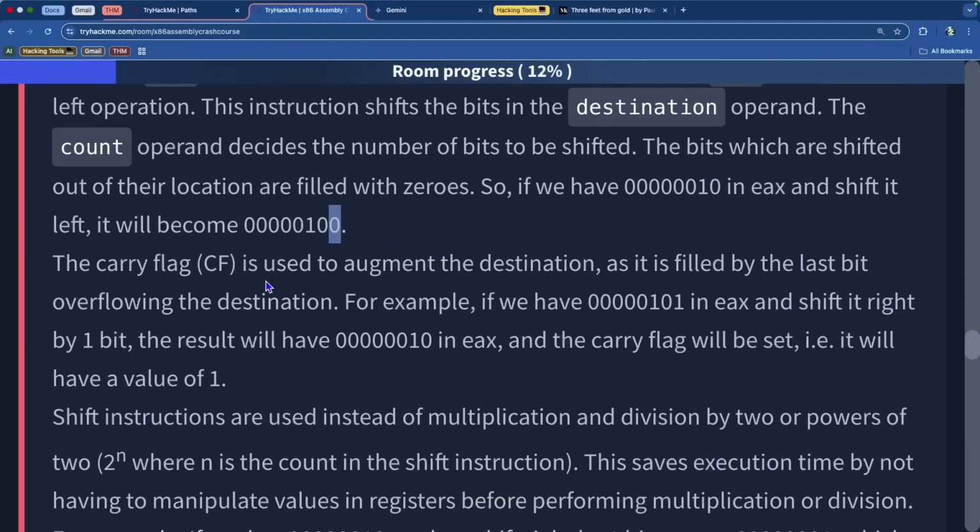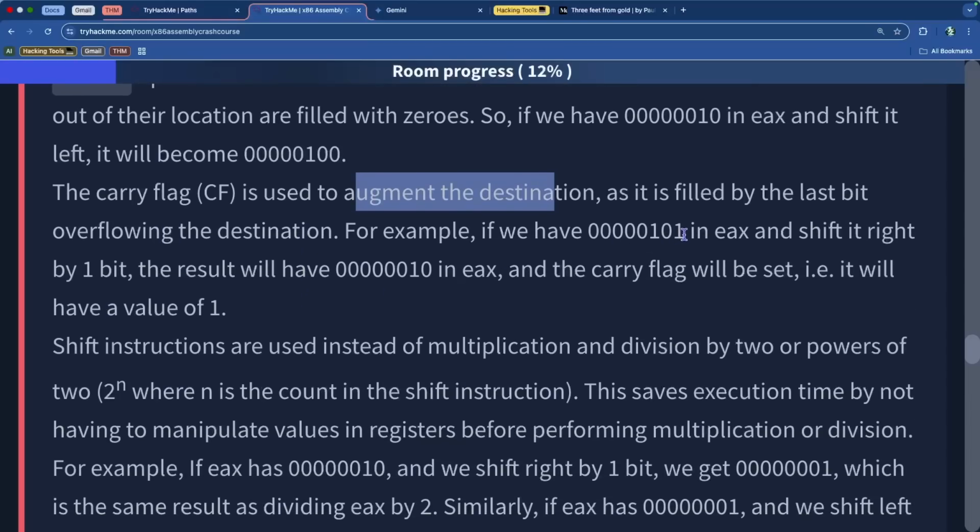The carry flag is used, and we talked about this in the last video, to augment the destination and is filled by the last bit overflowing the destination. So for example, if we have this ending in 101 and shifted right by 1, it'll result in this piece in EAX, and the carry flag will be set, meaning it'll have a value of 1. So again, remember, if you haven't seen the previous video, this is directly related to what we just talked about in this paragraph. The carry flag having a value of 1 or a value of 0, because we're talking in binary.